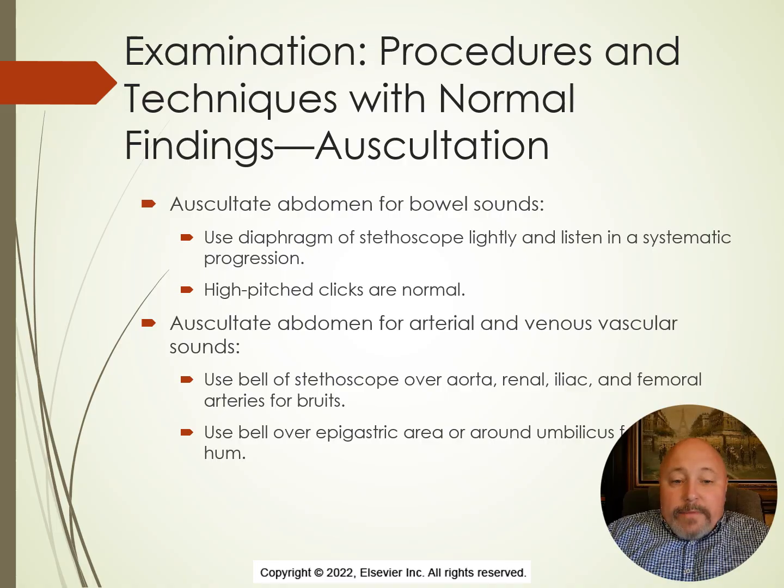When we auscultate the abdomen, we want to use the diaphragm of the stethoscope lightly and listen for systematic progression. There's many different orders out there depending on which textbook you like. I like to begin in the right upper quadrant, go to the left upper quadrant, then right lower quadrant and left lower quadrant, as that's the direction of movement of the abdomen. You will see that vary slightly depending on which text you look at, though.